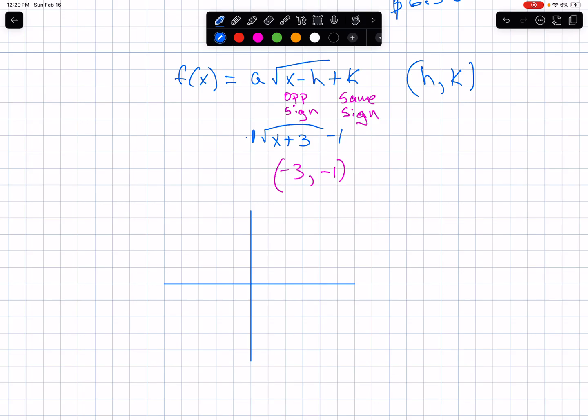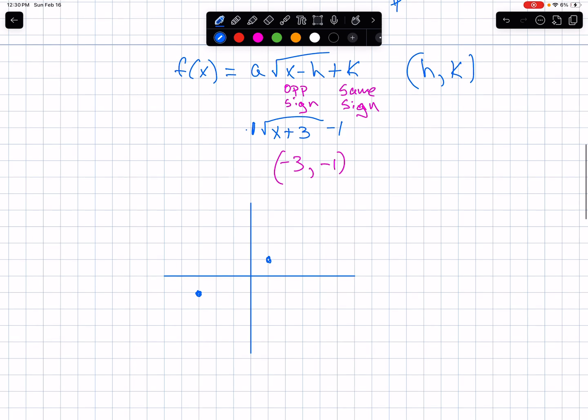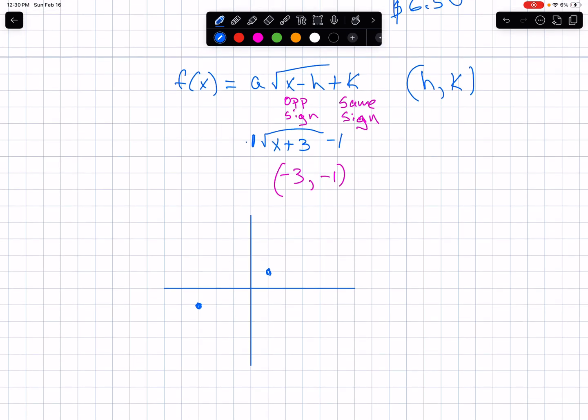So 1, 1, first ordered pair, boom, boom. We know we have -3, -1. So 1, 2, 3, down 1, because that was our vertex. And then 6, 6, 2. 1, 2, 3, 4, 5, 6. Okay.